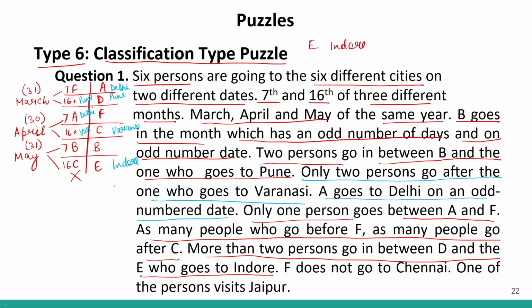Correct? Now, F does not go to Chennai. So, if I look at here, I have 2 empty positions, F and B. So, F does not go to Chennai. That means B will go to Chennai. Correct? F does not go to Chennai means B will go to Chennai, and it is given to us that one of the persons visit Jaipur. So, one of the persons visit Jaipur means the person visiting Jaipur would be over here. So, this will be my final arrangement. This would be my final arrangement. The one who goes to Jaipur would be F. Okay? Now, let us look at the question.